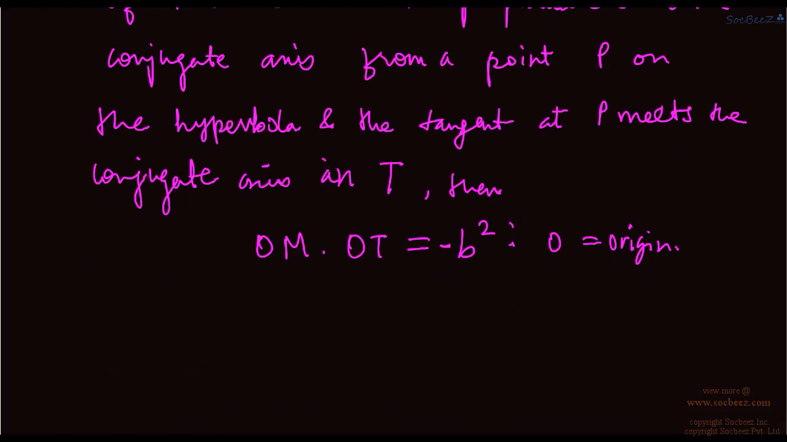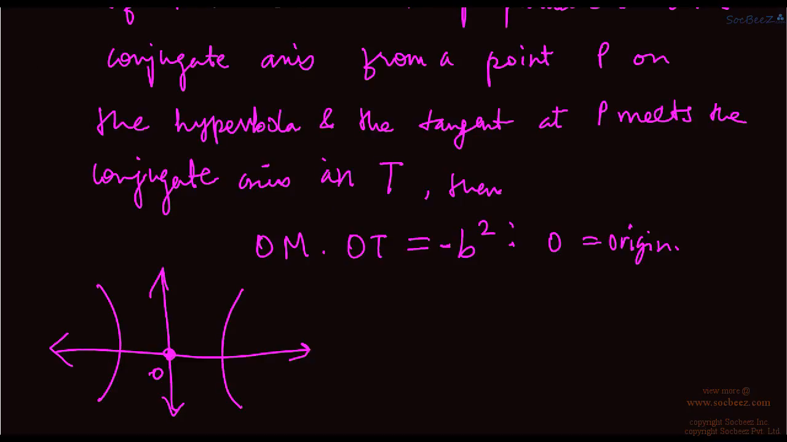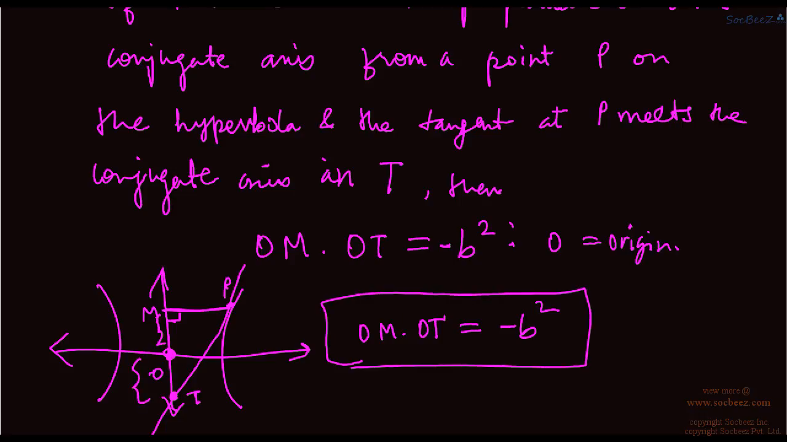Okay, the diagram for this, we will take the simplest example. This is the origin here, and PM is drawn perpendicular to the conjugate axis. Now P is any point on the hyperbola and this is the perpendicular. So this is OM, and the tangent at P meets the conjugate axis. Now let's say this is the tangent at P, and this is T. Then OM into OT is equals to minus b square. This distance into this distance will be minus b square.